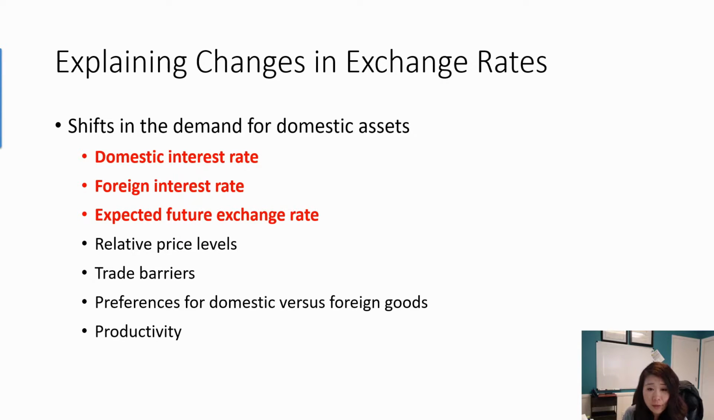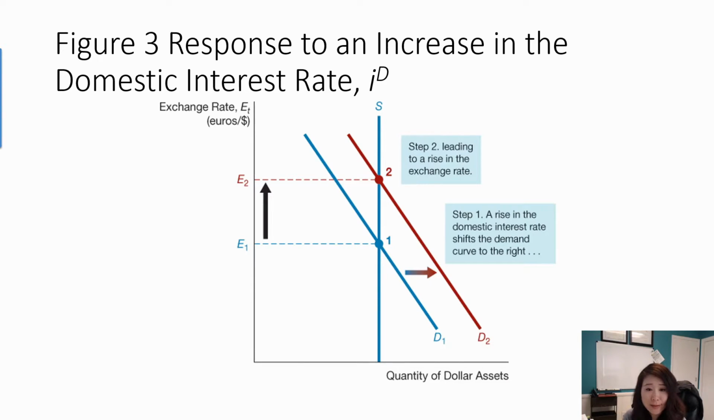To reflect this change in the supply and demand curve, this is what we're going to see. When the domestic interest rate goes up, investors understand it's very worthwhile to hold the domestic asset. Here we talk about dollar assets. So when the U.S. increases its interest rate, the demand for the dollar asset will go up, and we're going to see the curve shift from D1 to D2. Then look at the equilibrium point. It was 1, now we shift to 2, which means the equilibrium exchange rate will go up. So when the domestic interest rate goes up, the exchange rate will go up.